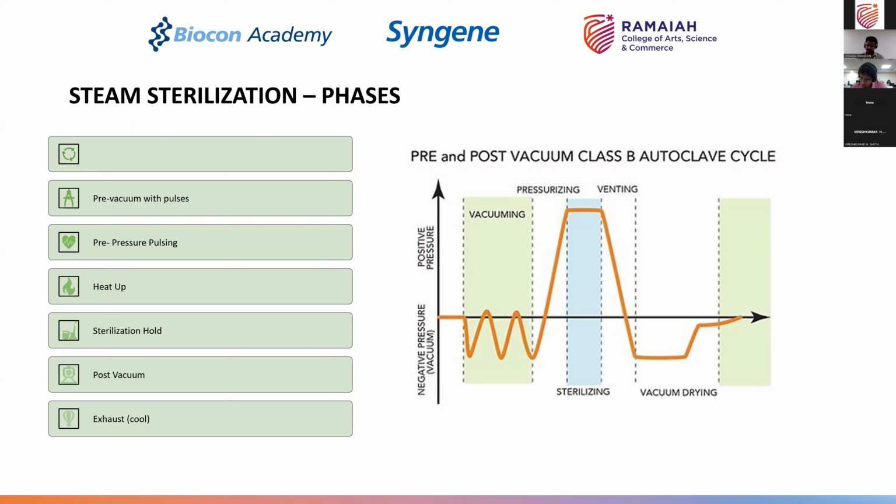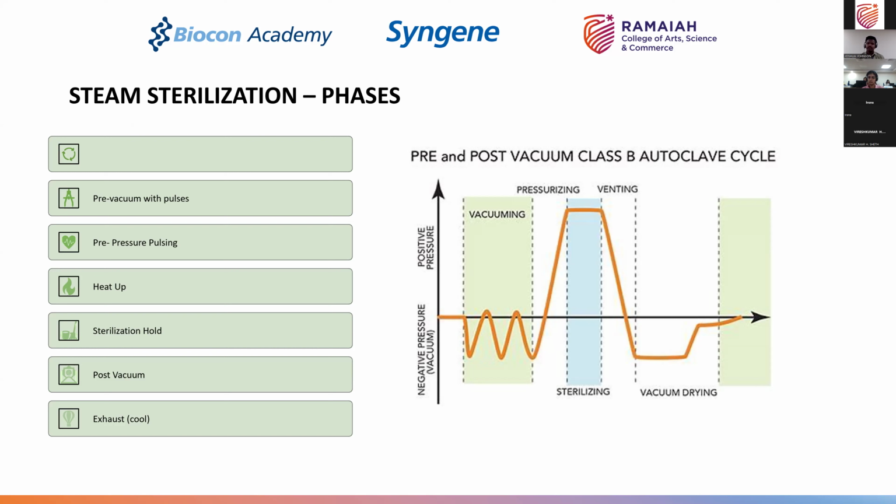You will have a chamber, you will put everything inside the chamber, and you will apply vacuum. When you apply vacuum, it displaces air from the chamber. You do it in pulses: you apply vacuum, allow the system to stabilize or come back to a stable condition, and again apply a vacuum, so that you have completely ensured that the air is removed from the system before you start introducing steam.